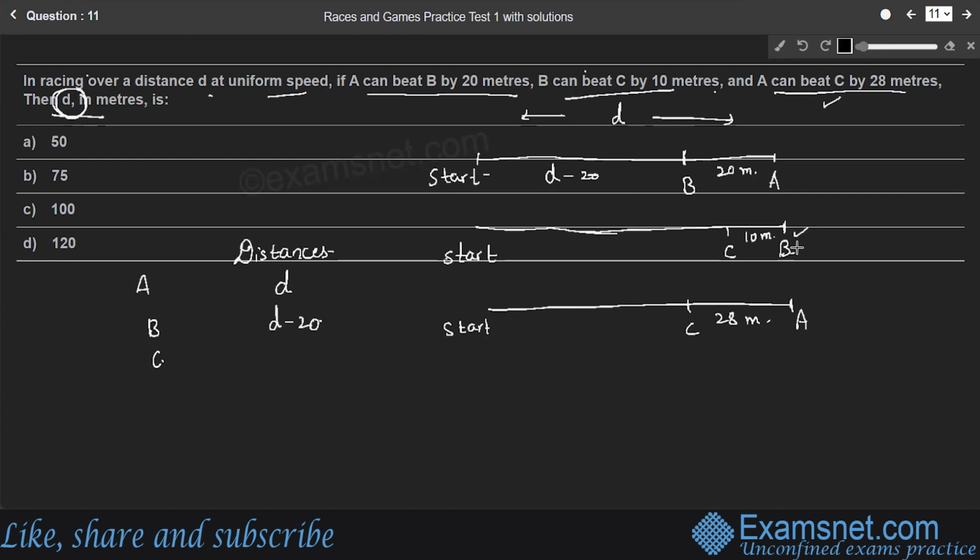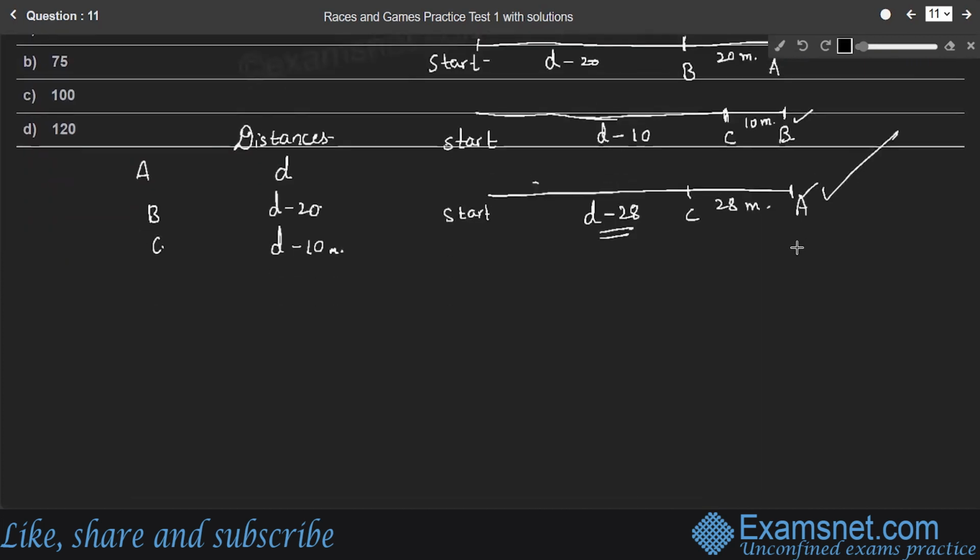So if B reaches the destination, then the distance covered by C will be, here B beats C by 10 meters, D minus 10 meters. If A reaches the destination, A beats C by 28 meters. So A can beat C by 28 meters. The distance covered by C will be D minus 28. So we'll consider this case to solve the problem here.